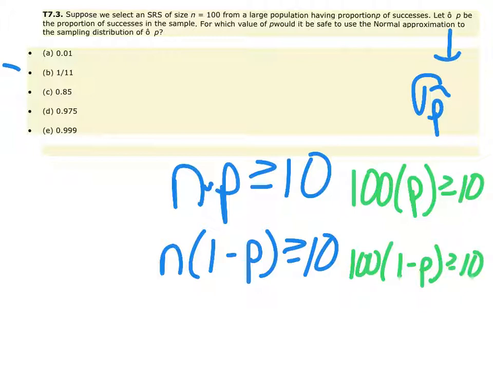If you go through this and try it, what value is going to work for your probability? If we try letter A, the first formula would fail because this condition would not be met. For letter B, if we try 1/11, again this condition would not be met. For letter C, if you try 0.85 for probability, this condition is met: 85 is greater than or equal to 10. Well, if it works in this one, try here. 1 minus 0.85 is 0.15, times 100 is 15. This condition would be met. So we just found the correct answer, letter C.